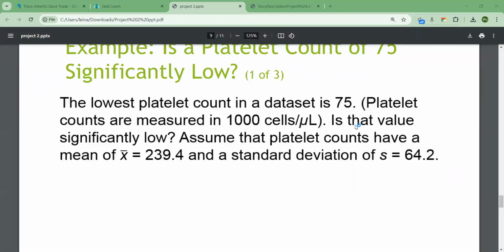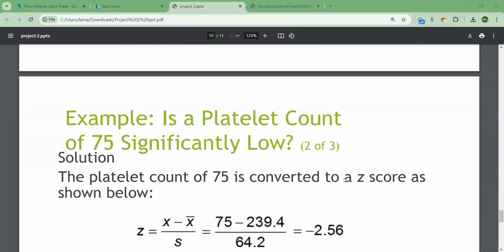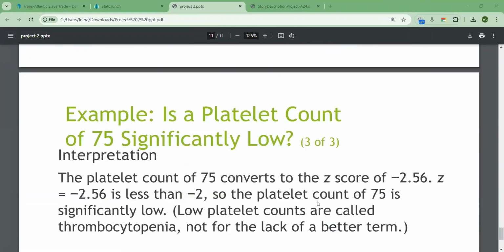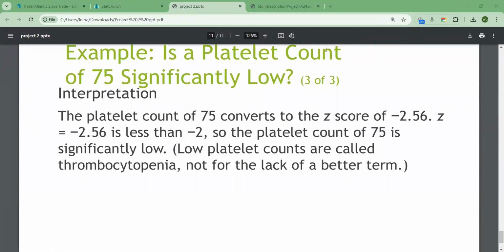count in a data set is 75. Is the value significantly low, assuming x bar is 239.4 and standard deviation s is 64.2? Here we go, calculate the z-score: -2.56, and -2.56 is lower than -2, therefore significantly low. All right, now going back to our data set.